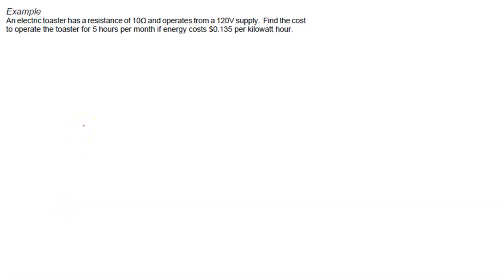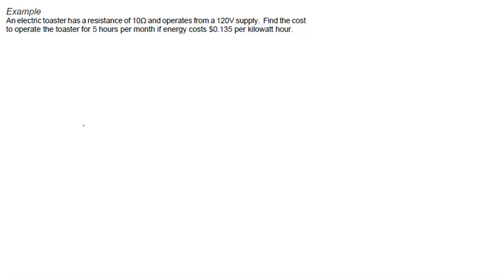Here we have an electric toaster with a resistance of 10 ohms, which operates from a 120 volt supply. Now, for the appliances on your kitchen counter, it's very common to have 10 ohm heating elements in them. And you'll see why in a second when we do the calculation.